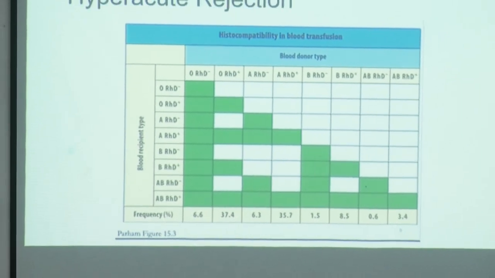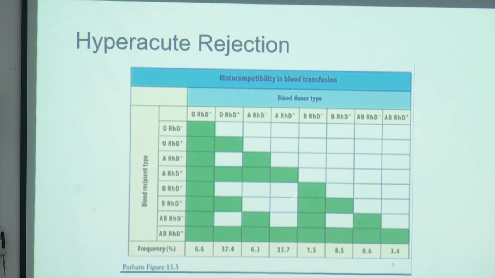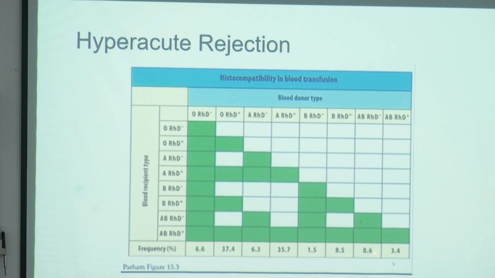So this is a diagram showing histocompatibility in blood transfusion. The more compatible this is, the frequency of reaction goes down. Look at over here, AB and Rh positive. This is the recipient. The donor is AB and Rh positive. They will have the lowest frequency of incompatibility, that is 3.4. So in transplantation, the donor and the recipient should be typed for ABO blood.